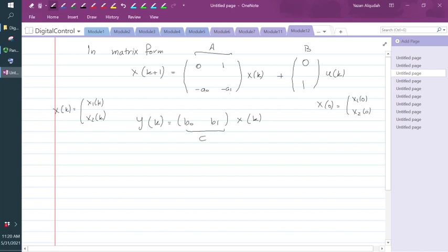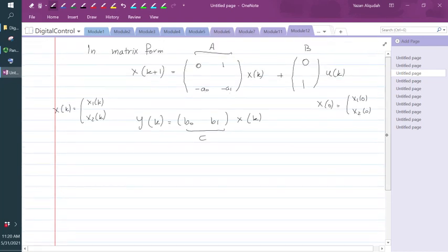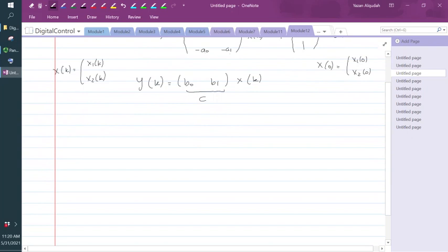When will I have a D? If I have a feed from the input directly to the output. Most systems are not going to have that feed, therefore D is going to be equal to 0. Okay. So this is my state space representation.